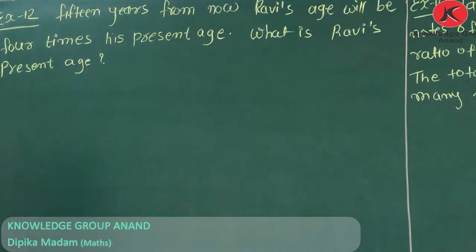Next, example 12. 15 years from now, Ravi's age will be 4 times his present age. What is Ravi's present age? Now, we don't know Ravi's present age, so we can say let the present age be x.